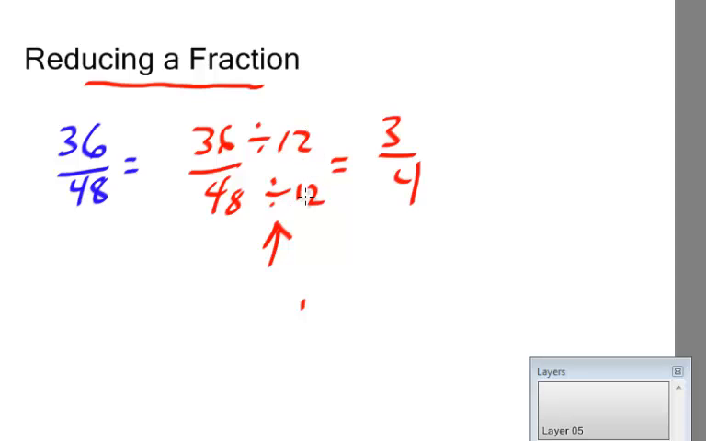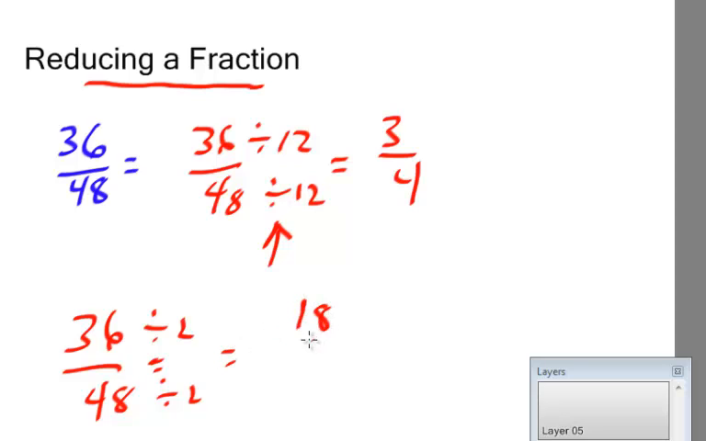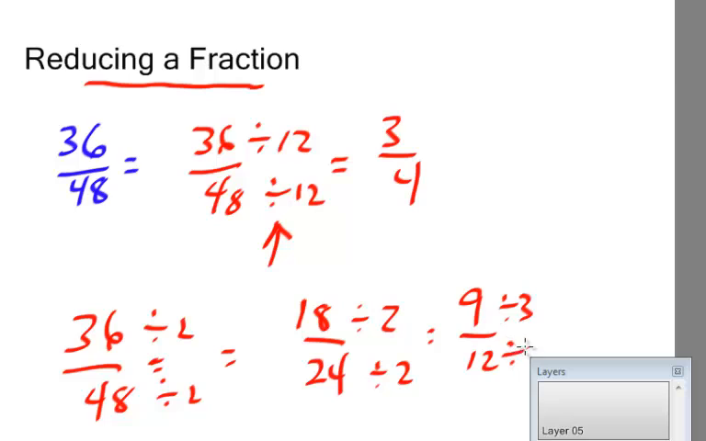But let's say you didn't see that it was 12, and you started off this problem, 36 over 48, and you said, well, they're both even, so I know 2 goes into each of them, so I'll divide them by 2. All right, this would be 18 over 24. And then you say, okay, those are still even, so I'll divide them by 2 again. And that's okay. So this would be 9 over 12. And then you say 3 goes into each of these, so I'll divide them by 3. Okay, so this would be 3 over 4.